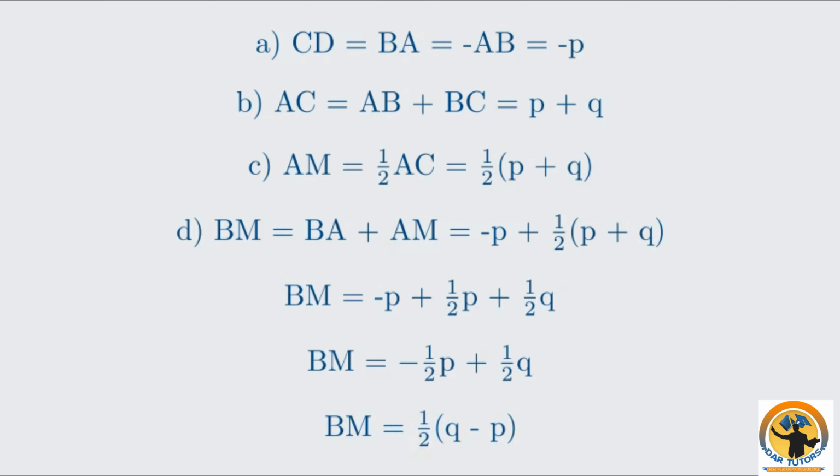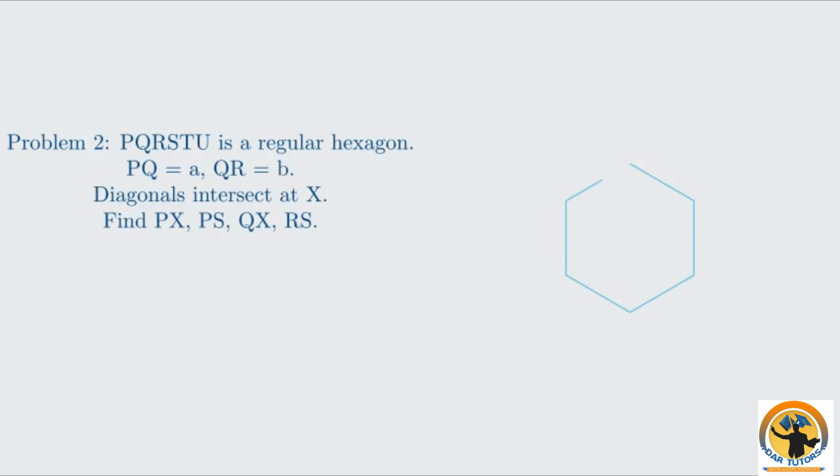This problem demonstrates how to use vector addition, subtraction, and scalar multiplication to navigate a geometric figure. Let's try another geometric problem, this time involving a regular hexagon. We have a regular hexagon, PQRSTU. The vector PQ is a, and the vector QR is b. The diagonals intersect at the center, X. We need to find expressions for PX, PS, QX, and RS.